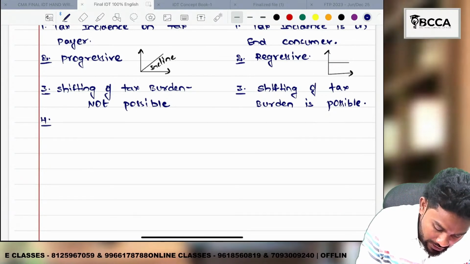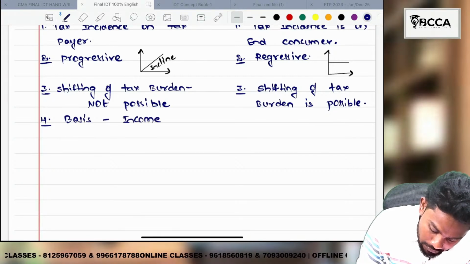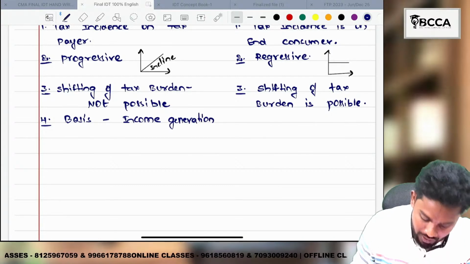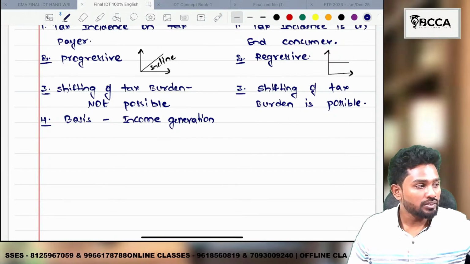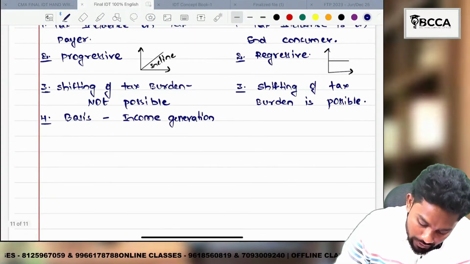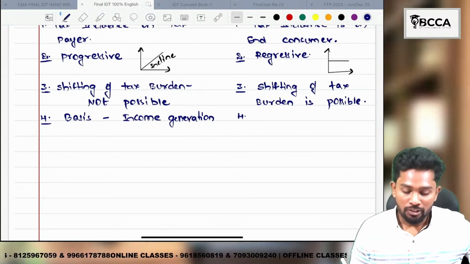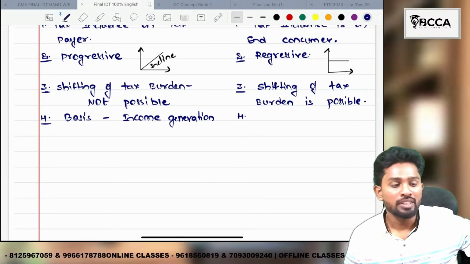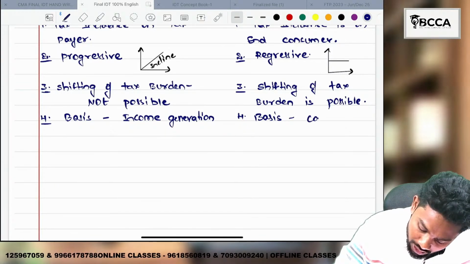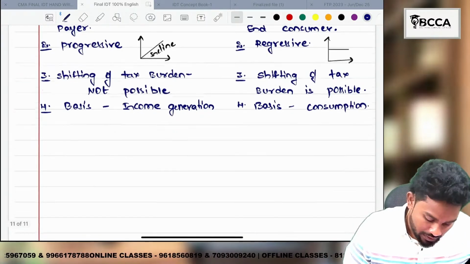On what base is direct tax levied, sir? The basis for levying direct tax is income generation. When there is income generation, that is the base to levy direct tax. Whereas the base to levy indirect tax is consumption. I mean, when there is buying and selling, that is the base. But for direct taxes, the base is what? Income generation. The basis is consumption.